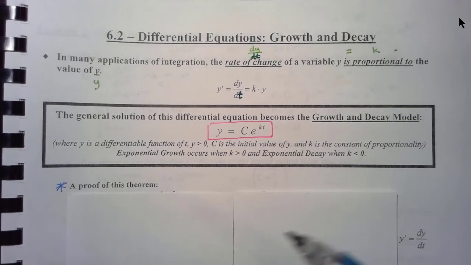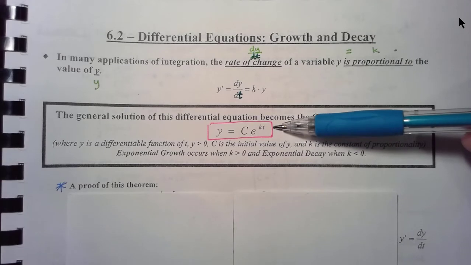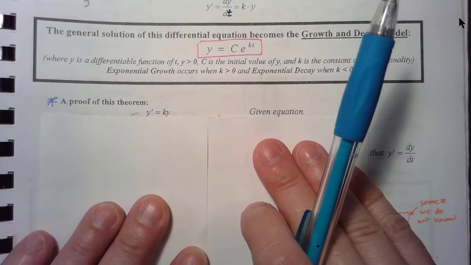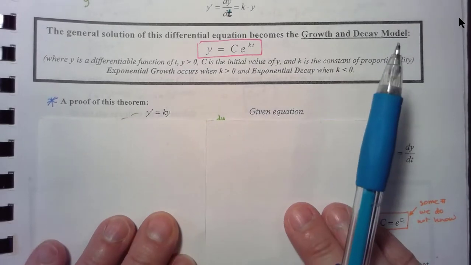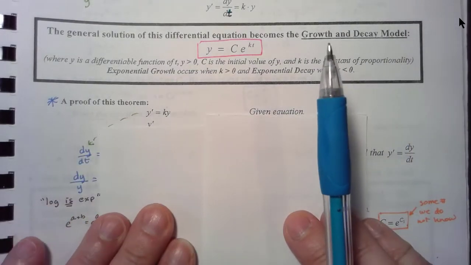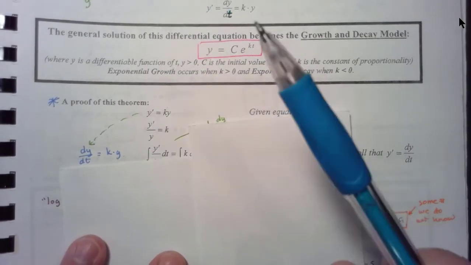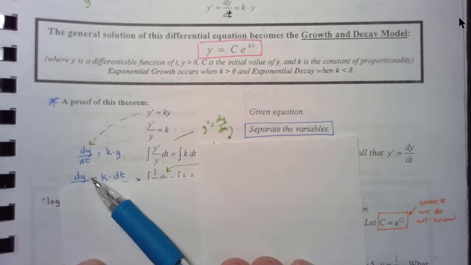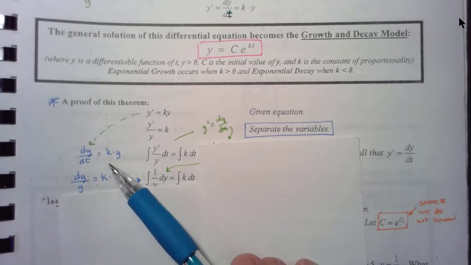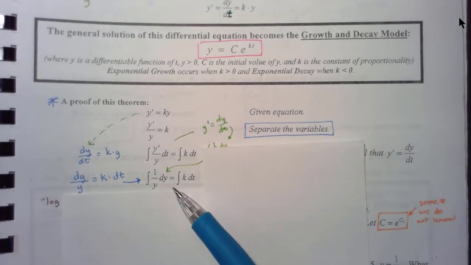So let us look at a proof of this theorem, how this relationship becomes this one. So we will start with y prime equals k times y. That's our given equation. Now I'm going to write that we have dy dt, which is y prime, equals k times y. And I can do something called separate the variables, which means to bring the y terms on the same side and the non-y terms on the other side. So I have dy over y equals k times dt, and that is what we're going to integrate.